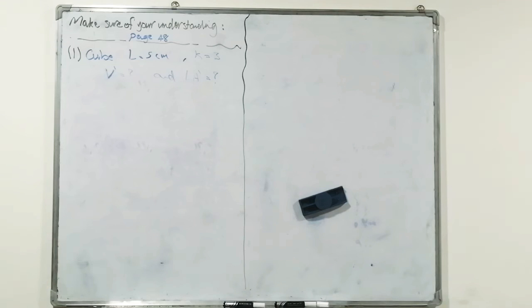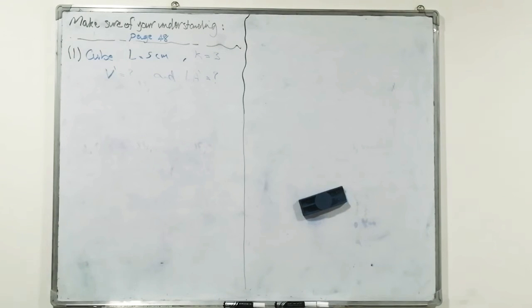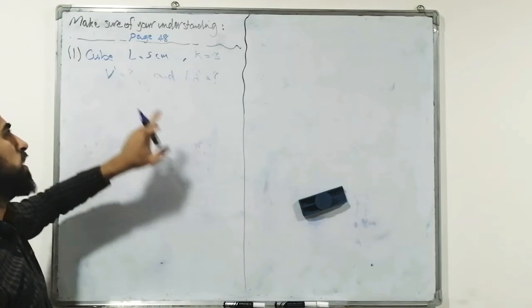Since we have the law of volume: the volume of a cube, or any three-dimensional shape, after the dilation equals k to the power 3 multiplied by v.